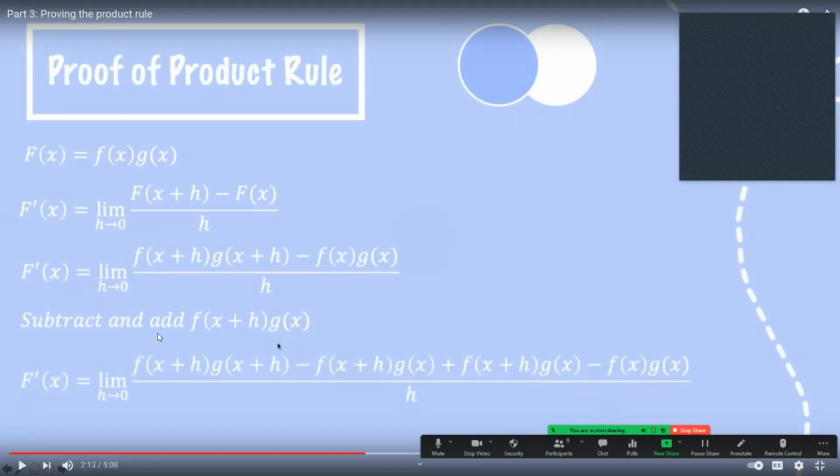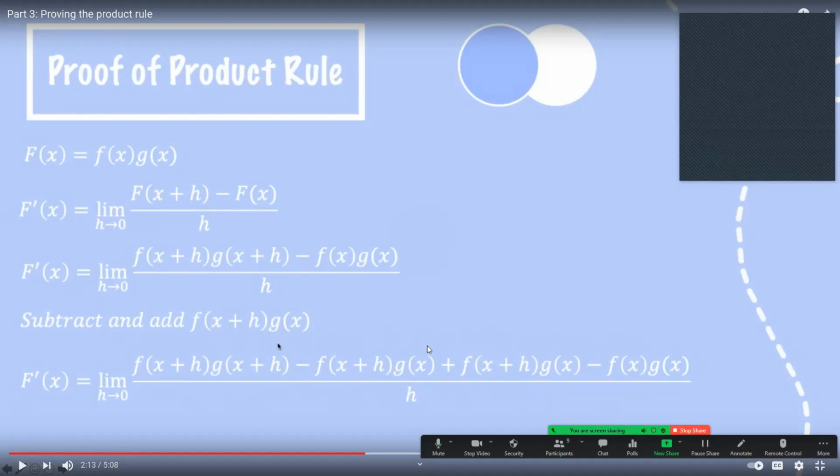So this is a favorite trick of mathematicians, right? When we need terms that we don't have, you can always just add it in, as long as you also subtract it. So the original expression is still here, f of x plus h times g of x plus h, minus f of x times g of x. And in the middle, she's added 0, right? Negative this thing, positive this thing. The middle two terms add up to 0.